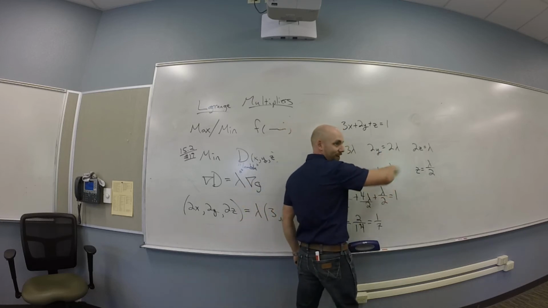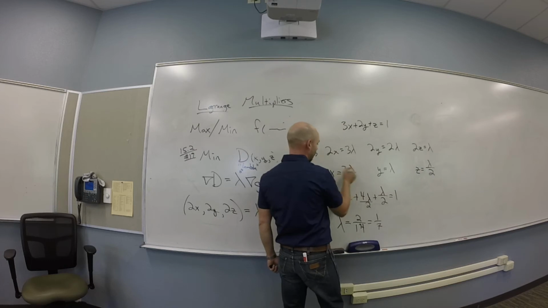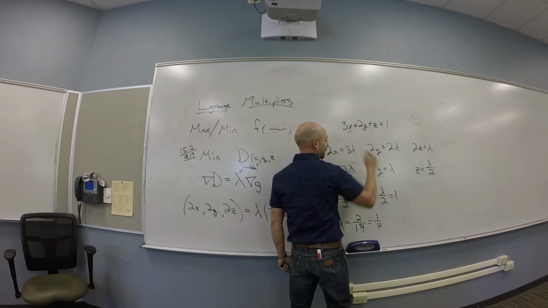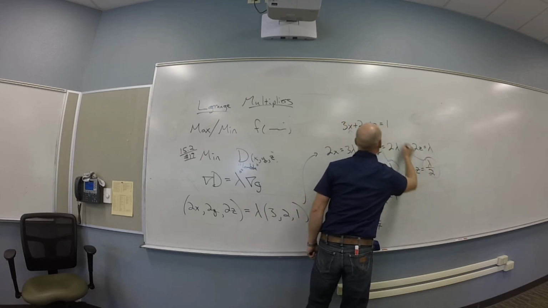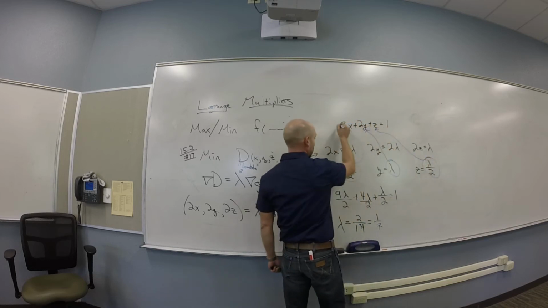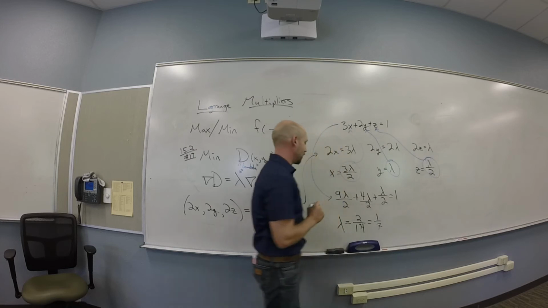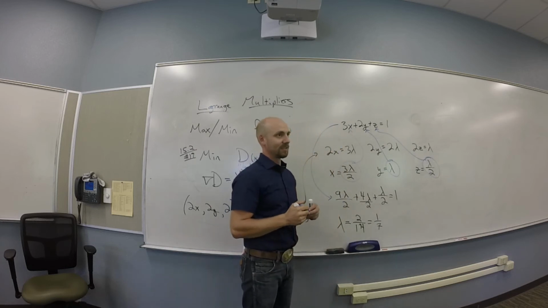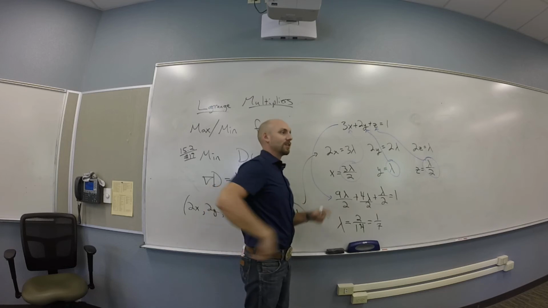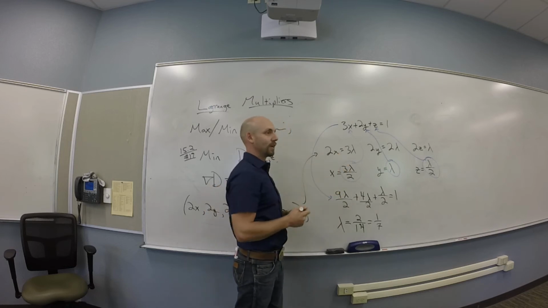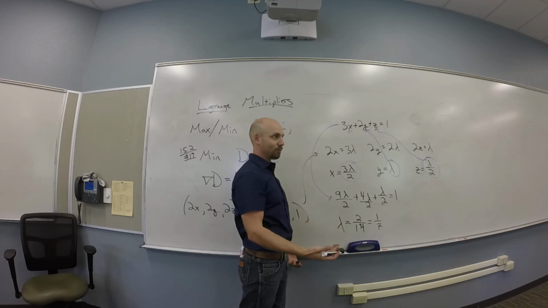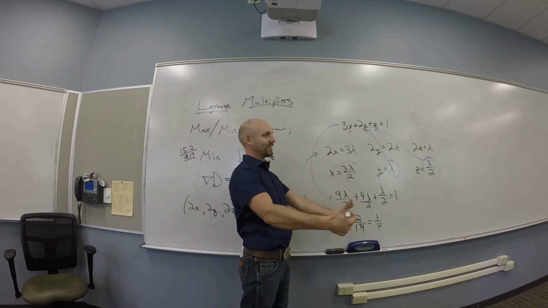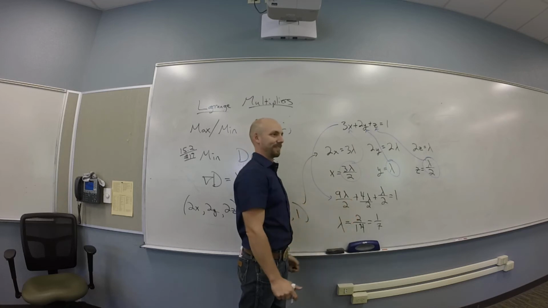So I took these guys, that's what x is, and that's what y is, and that's what z is. Crammed those in there. From that, I got this equation. Now I know what lambda is. Now plug lambda back into everything. And guess what, we get the same points we got before, which is awesome. Cool. You guys follow this?